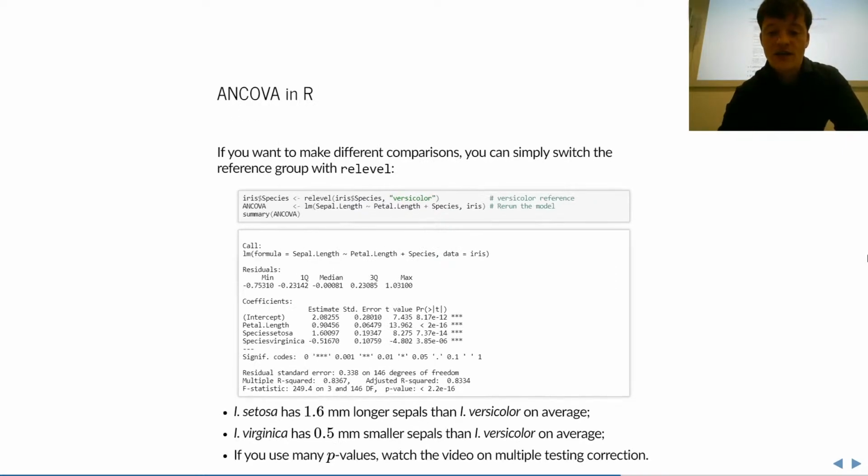Small side note, it doesn't matter for this example because the p-values are extremely small, but if your model has many p-values, then you should have a look at which ones you need for your research question and count them and then apply some form of multiple testing correction.